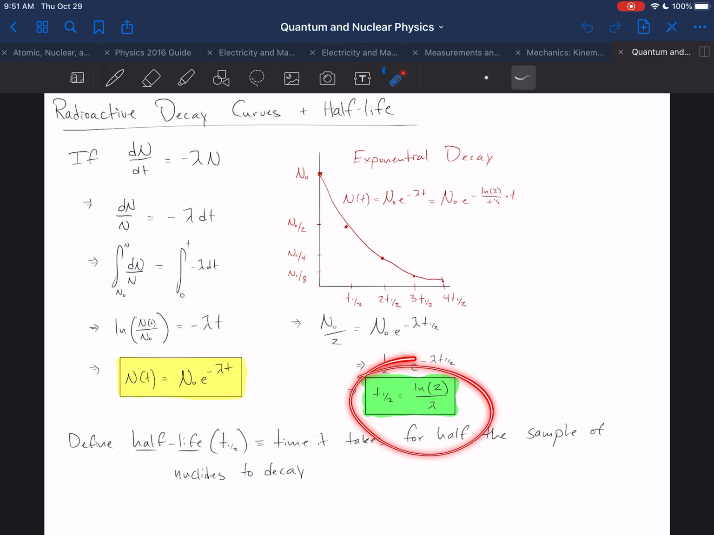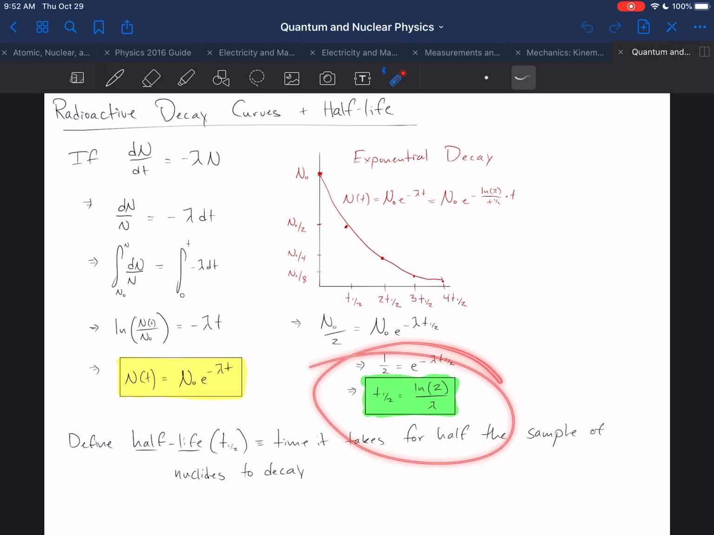Where did this come from? Well, if we take this equation, we say, all right, the half-life is just when we reach half the original sample, and that's equal to n naught e to the negative lambda t sub 1/2. Then we can solve this equation for t sub 1/2. Our n naughts cancel, and we get 1/2 equals e to the negative lambda t sub 1/2, and we solve for t sub 1/2. That gives us log 2 over lambda. Okay, log 2 over lambda.